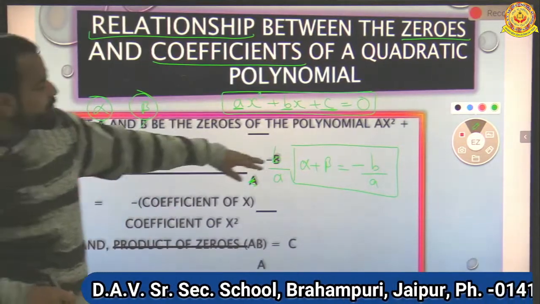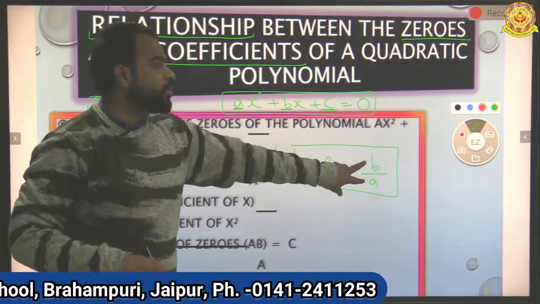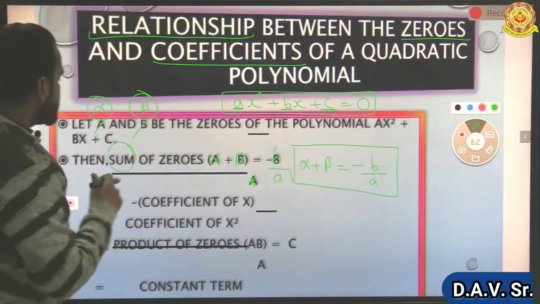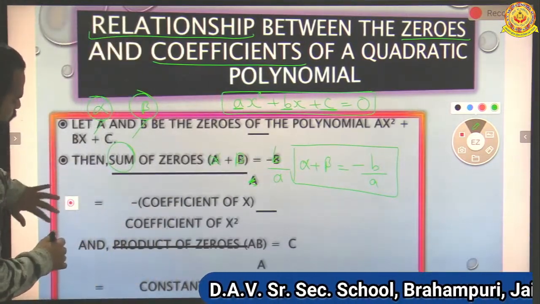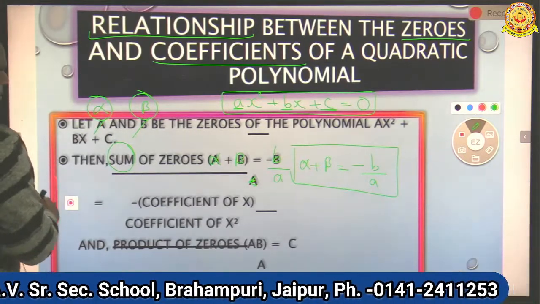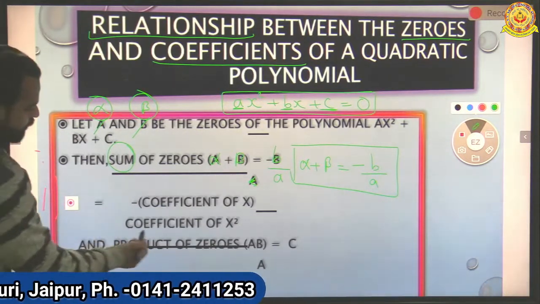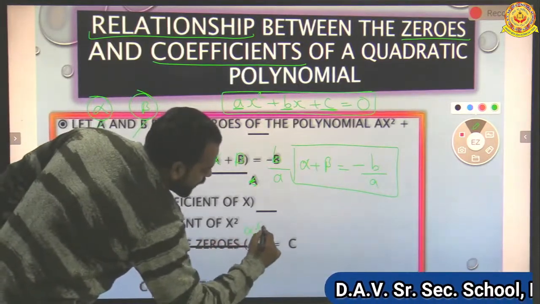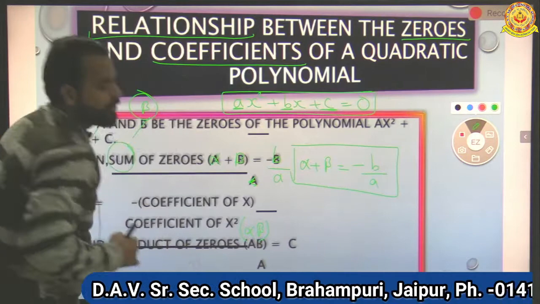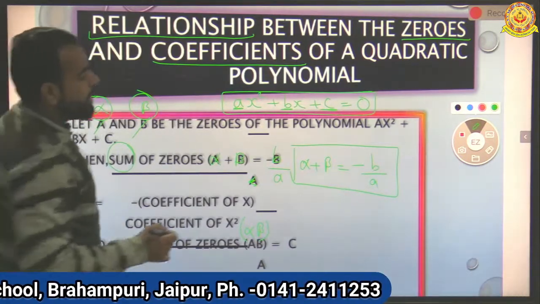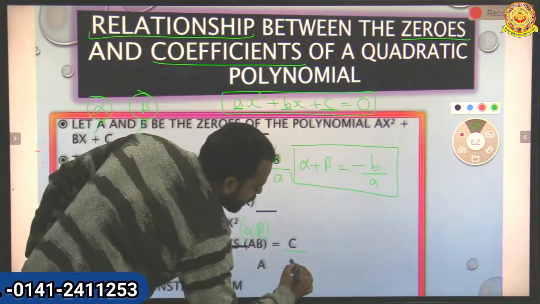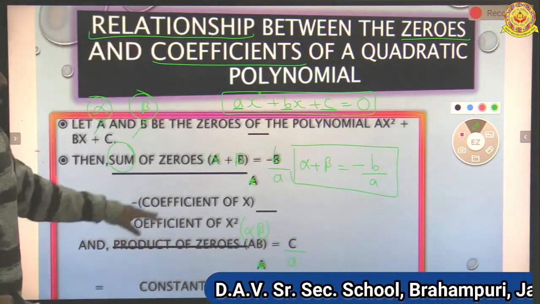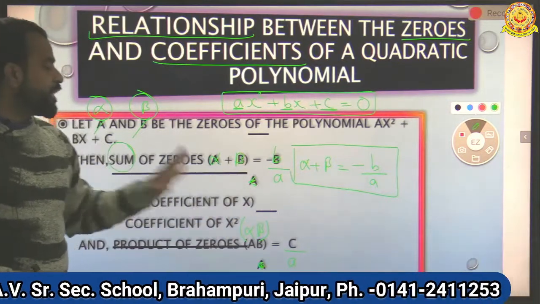Okay, so this is the relationship between the zeros and the coefficients. The sum of the zeros will always be minus b upon a. Second relation is the product of the zeros. Product of the zeros means alpha into beta. So it will always be equal to c upon a. Now there is no minus or plus sign. So the product of the zeros, alpha into beta, is always c upon a.